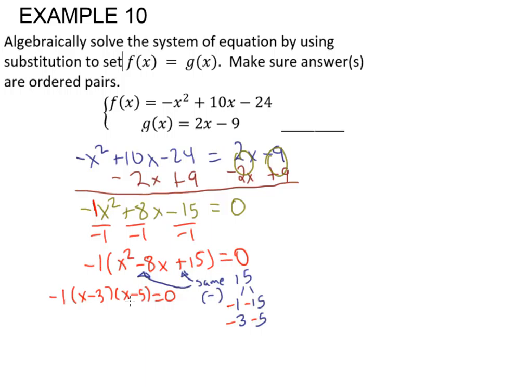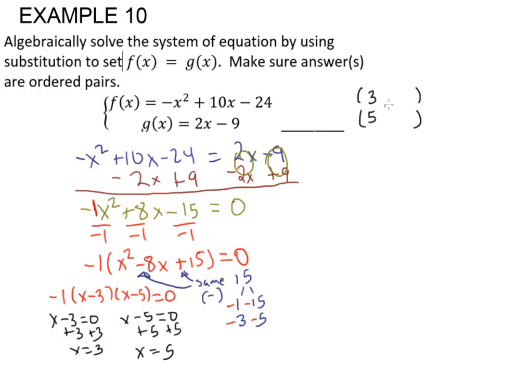Now we're going to apply the 0 rule here. So that's x minus 3 equals 0, and then x minus 5 equals 0. Solving this, we add 3, so x equals 3. Solving that, we add 5, so x equals 5. So that's part of our solution already. Now we're going to find the other part. So we know our two solution points will have x values of 3 and 5. And now we're going to plug those into g of x equals 2x minus 9.